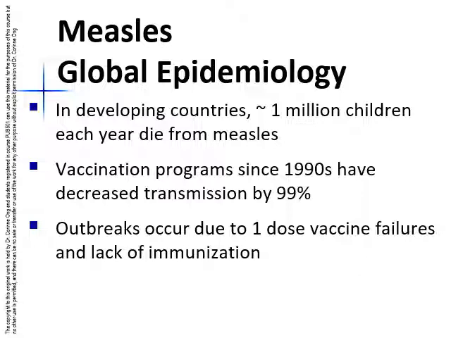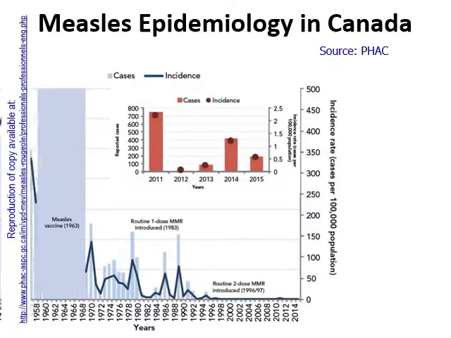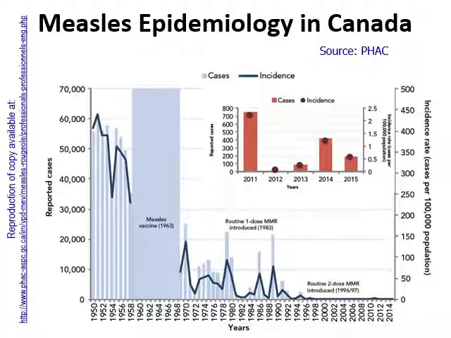However, outbreaks still occur due to one-dose vaccine failures and lack of immunization. So 2 doses of the vaccine is now included in immunization schedules. Like the rest of the world, the Canadian measles epidemiology has been influenced very significantly by routine childhood immunization programs. Before the introduction of the measles vaccine in 1963 to 1964, measles incidence followed a cyclical pattern with peaks every 2 to 5 years. Since the introduction of the vaccine, the incidence has decreased considerably.